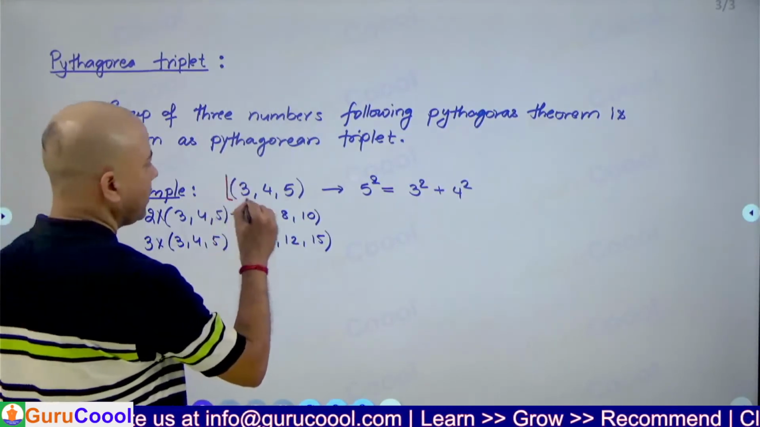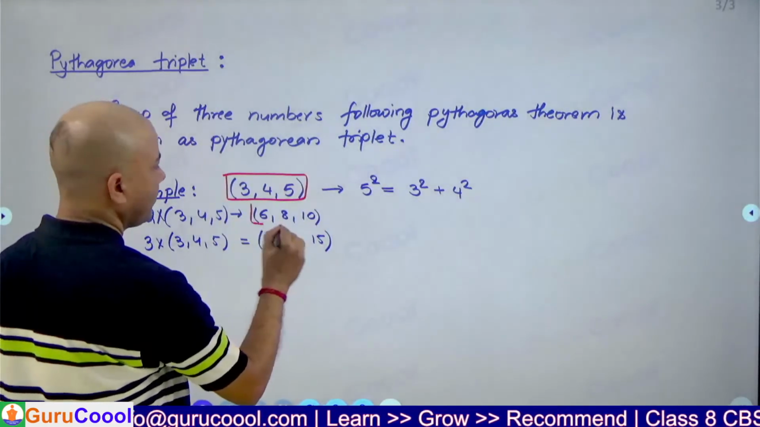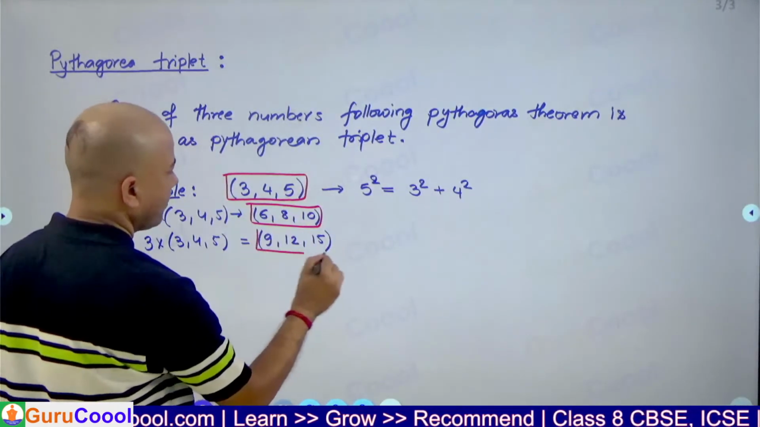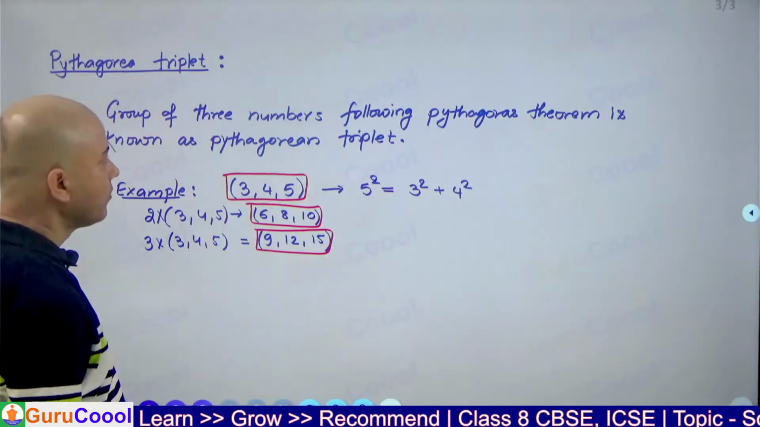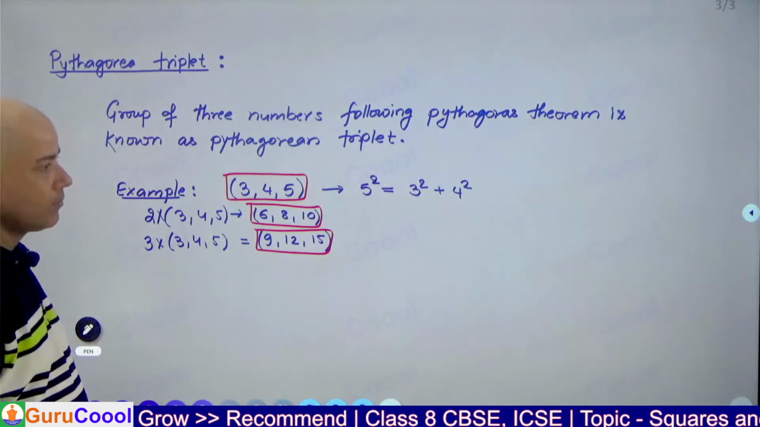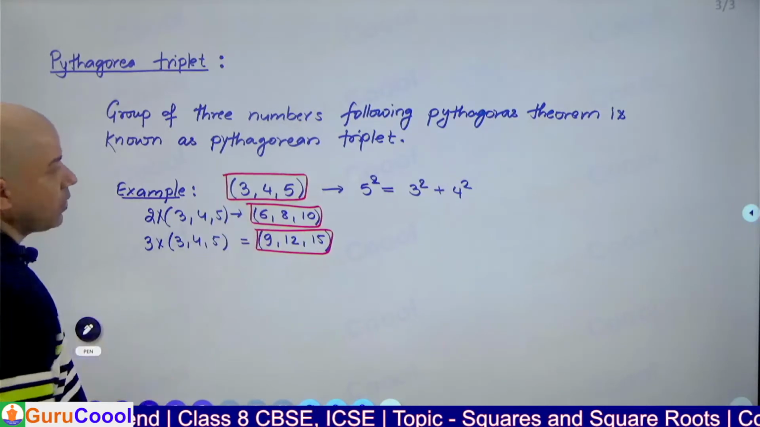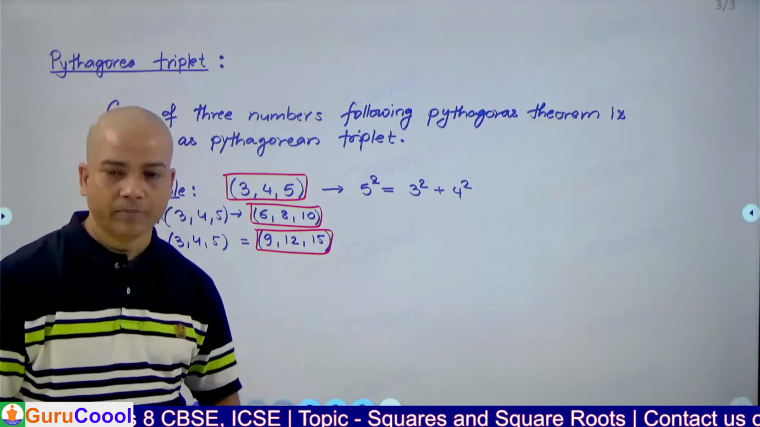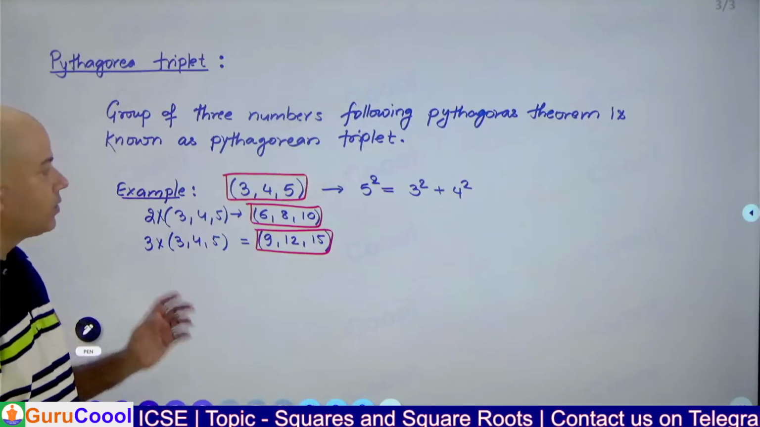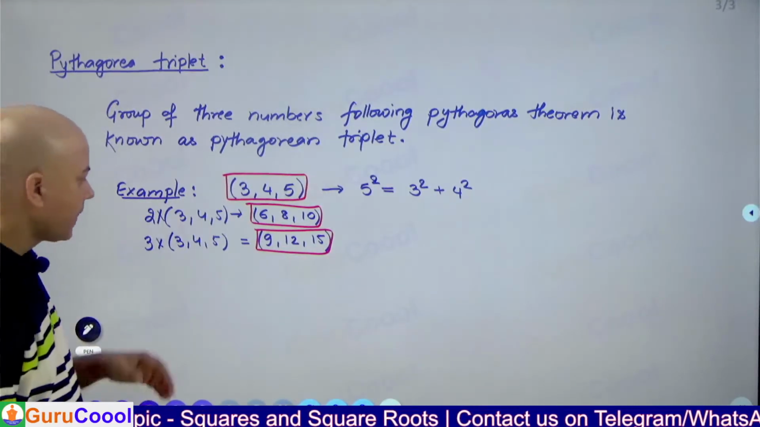So this is a Pythagorean triplet. Sir, there is a formula called a square plus b square is equal to c square. But this is not the only Pythagorean triplet, you know. There are more others.